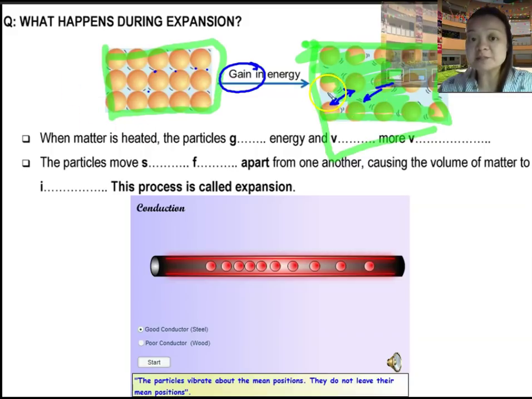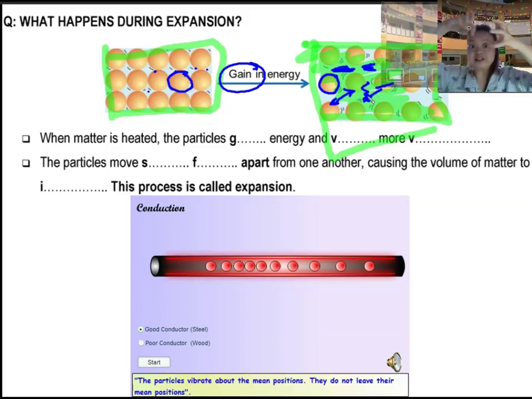Now, the particles are not expanding. Look very carefully. The particles are still the same shape and still the same size. So the particles are not expanding. But what seems to be becoming more is the spaces in between the particles. As the particles move further and further, the space in between the particles increases. Therefore, the entire solid actually expands, or the gas actually expands.